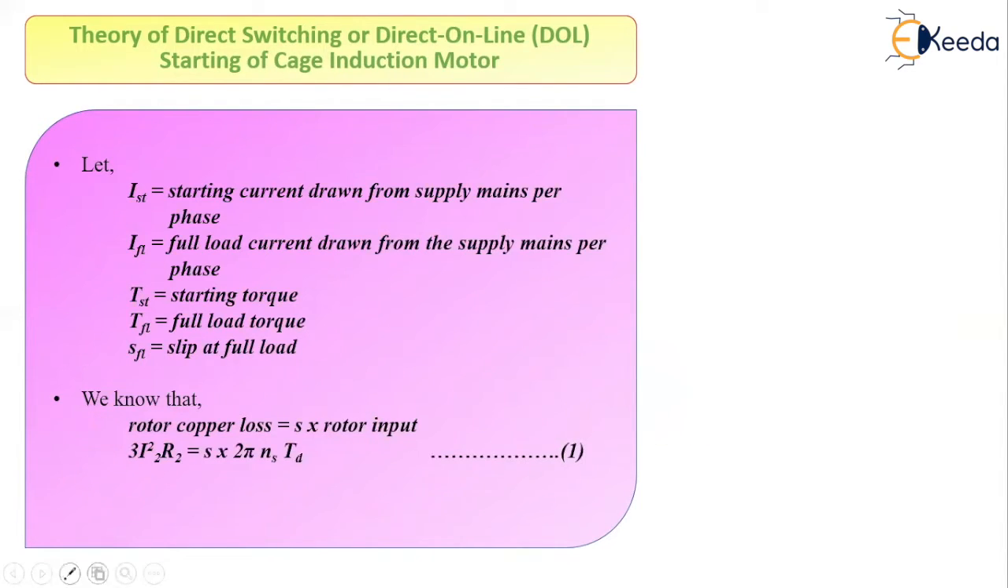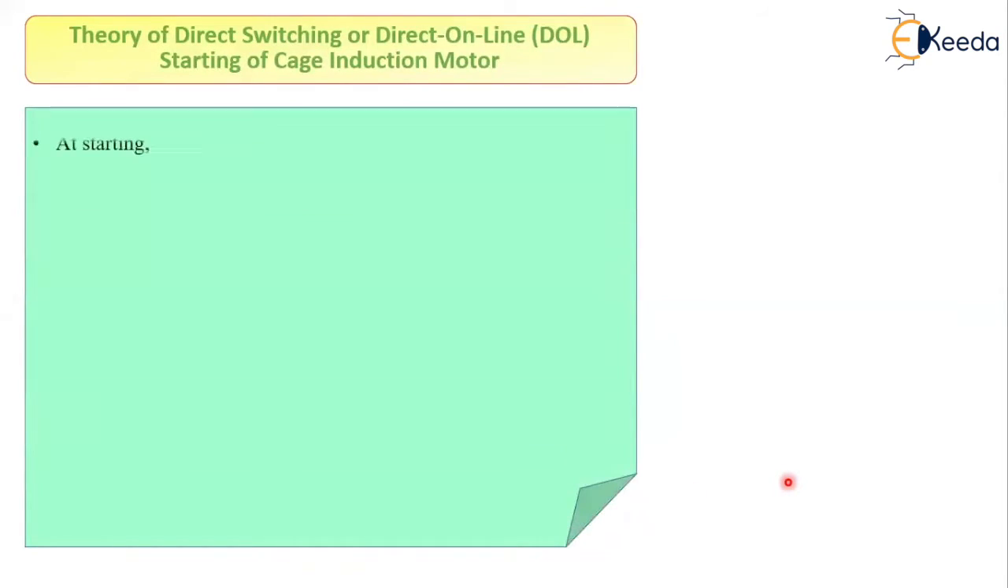So we can write 3I2 square R2, that is your rotor copper loss, is equal to S, that is slip, multiplied by 2 pi ns, that is nothing but omega S, multiplied by TD, that is the torque. Let it be equation number 1. Now if we modify this equation to find the equation for torque, we get TD is equal to 3I2 square R2 divided by 2 pi ns multiplied by S. Let it be equation number 2.